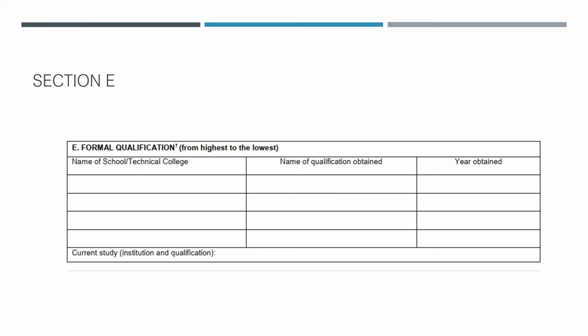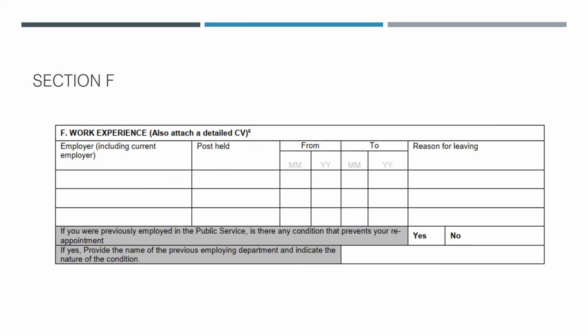And for any institution that you indicate, you need to be able to fill in the type of qualification and even the year you obtained it. You can't just fill in the first section and then leave the rest. That also may get you disqualified. So that's section E, formal qualifications. It even says there from highest to lowest. Okay, and then section F.